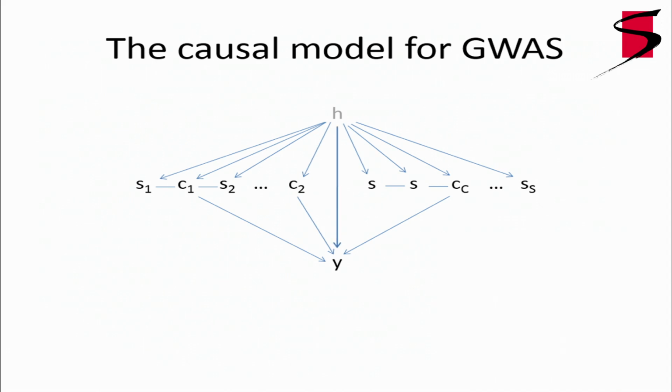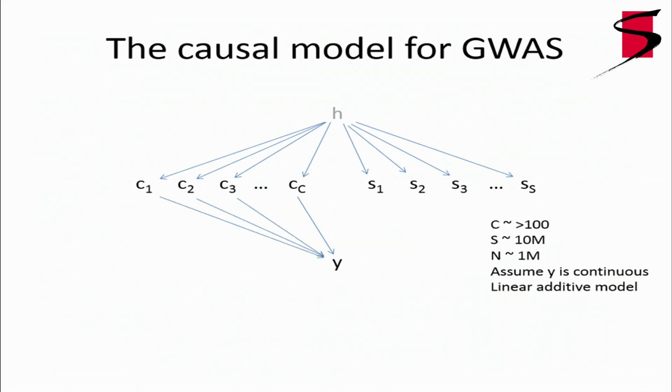Another issue is that you can get a direct arc from the confounder to Y. An example of that is population. If the confounder is population, population is tightly correlated with environment, and you might have environmental effects that affect the trait as well.